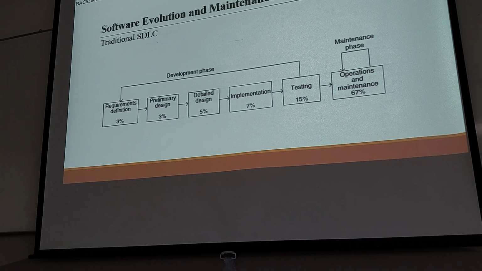Chapter 4 is regarding the maintenance process according to different standards, and also the maintenance models which are applicable or practiced by, or identified by, certain researchers. So look at this diagram here. This diagram shows the traditional software development life cycle stages, right? Isn't it?